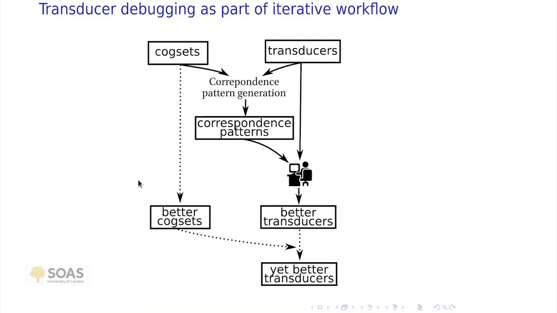So we just talked about transducer debugging as a part of an iterative workflow. When you get better cognate sets, they can generate good correspondence patterns for you to debug your transducers to make improvements, new hypotheses, in an iterative and instant feedback way.